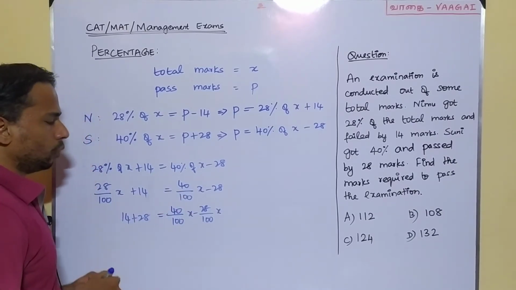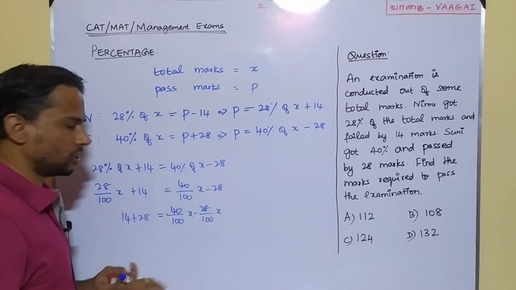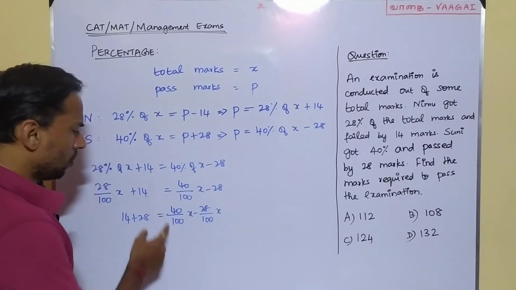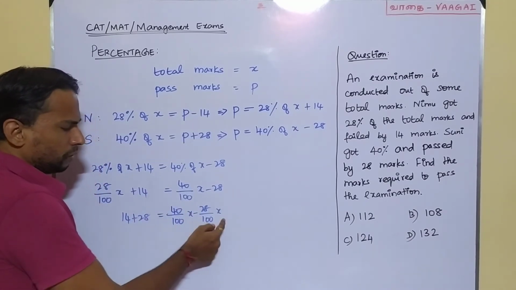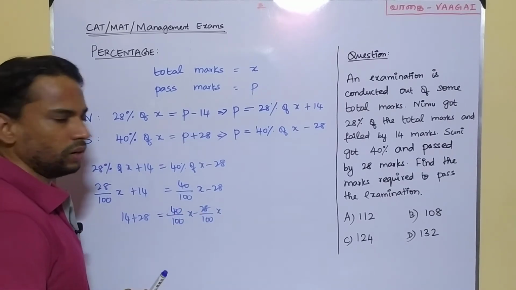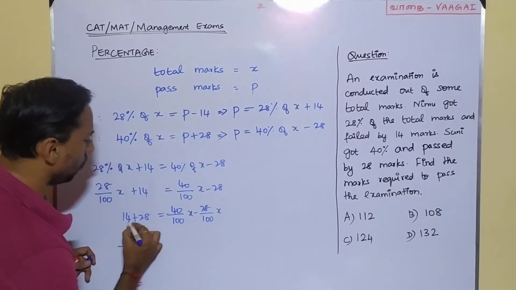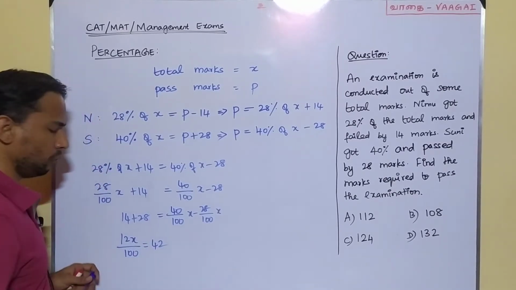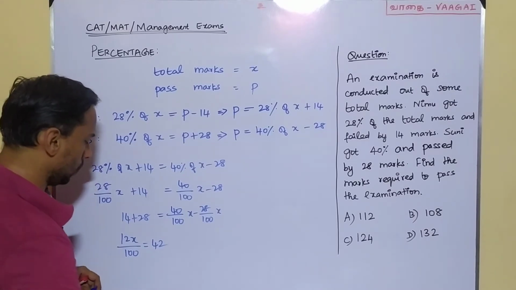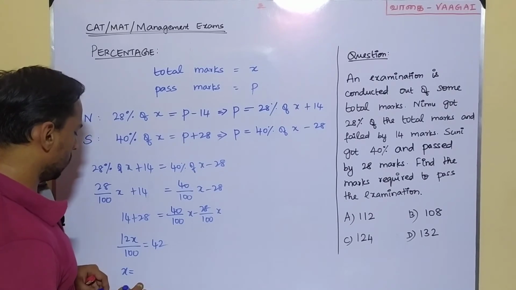Now I can just subtract these two expressions and add these two numbers. If I do the subtraction, I will be getting 40 by 100 and 28 by 100. Both of them contain x only, so I can directly subtract 40 minus 28. So I will be getting 12x by 100 is equal to 14 plus 28, which is nothing but 42. Now I can solve for x. x will be equal to, so I can even try to cancel it here itself.